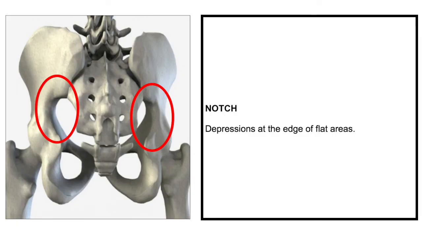So our skeletal bones have notches on them, and these notches are depressions at the edge of a flat bone. Okay, so you can see that I've circled the notch around there. It looks almost like a C shape just there. So all we need to be aware of, notch, depressions at the edge of a flat area.